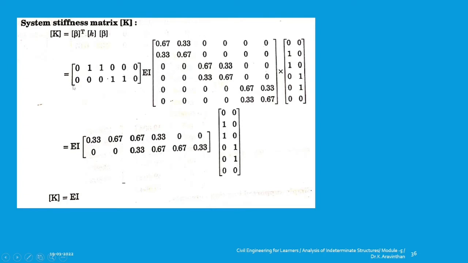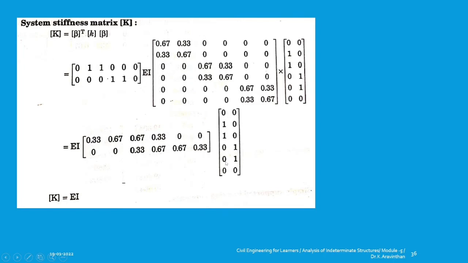The same way you multiply the second row into first column, you will be getting 0 and 0. The next values you will be getting 0.33, 0.67, 0.67, 0.33. So these values, first while multiplying beta transpose and K, you got this value. Now you have to multiply by this value into the P.